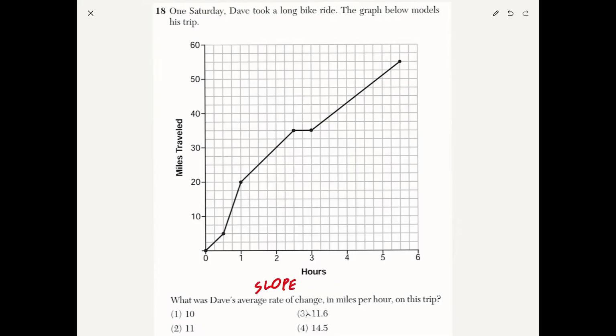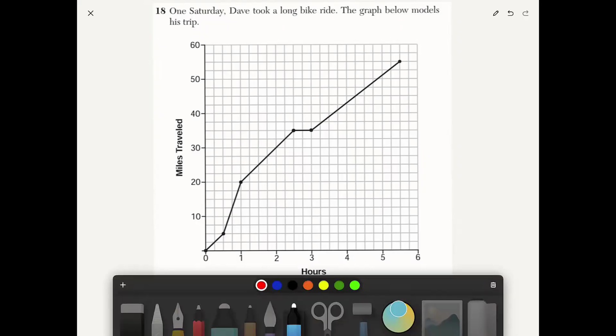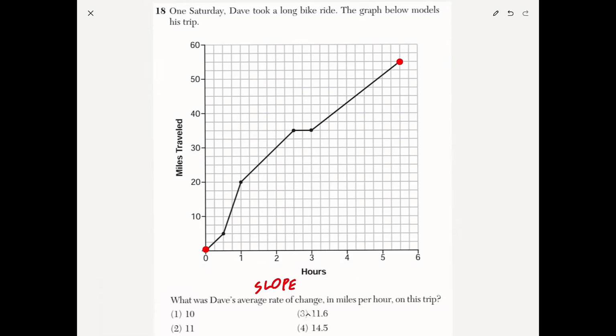Okay, and so here's what I'm going to do. So we have 2 points here. We start here and we end here. And what we're going to do is we're just going to calculate the slope. I'm going to use two ways. I'm going to do rise over run, and then I'm going to do y2 minus y1 over x2 minus x1. I'm going to do it two ways.